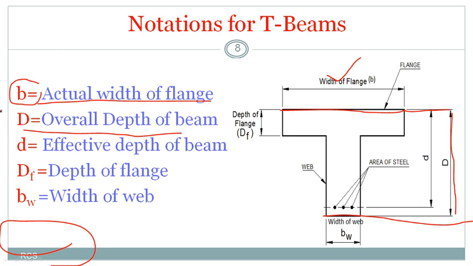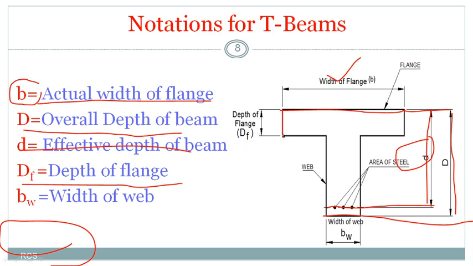Overall depth. Then we have effective depth. You know the definition of effective depth of the beam, that is the distance from the extreme fiber of the slab to the centroid of the tensile reinforcement. That is called the effective depth of the beam, designated with a small d. And Df, capital D suffix f, is the depth of the flange.